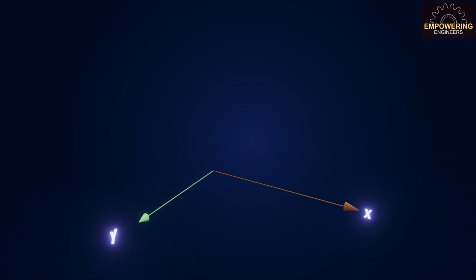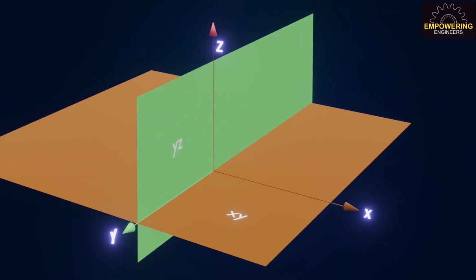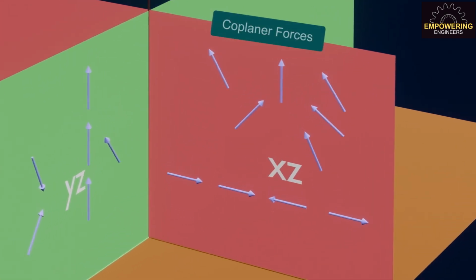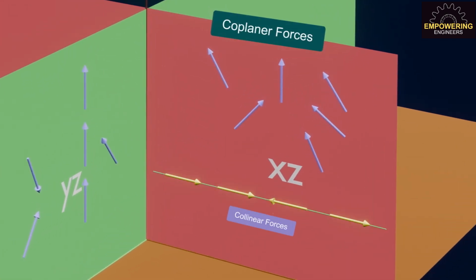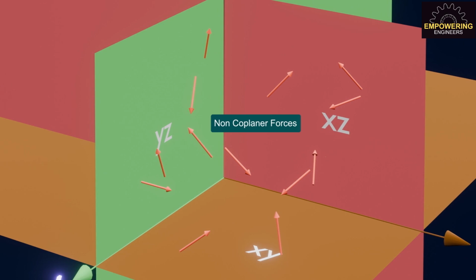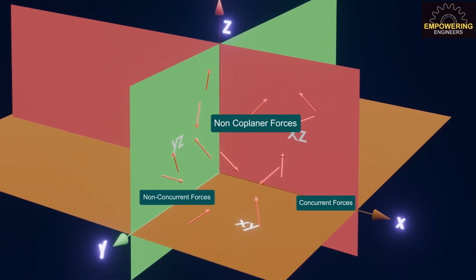To understand this, imagine a three-dimensional world with x, y, and z axes, as well as three planes: xy, yz, and zx planes. Planar forces act in a single plane, which can be in a single line, collinear forces, or not in a single line, non-collinear forces. On the other hand, non-coplanar forces pass through many planes. Most real-world structures are examples of non-coplanar forces. When forces meet at a single point, they are referred to as concurrent forces, and otherwise non-concurrent forces.